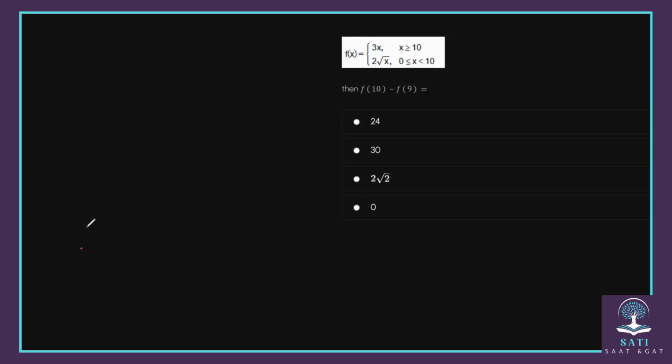f of x, as you see, has two functions here. It means you can split f of x into two functions. The first equals 3x. This is now one function. But when do I use it? I use it if the number given for me is x greater than or equal to 10.